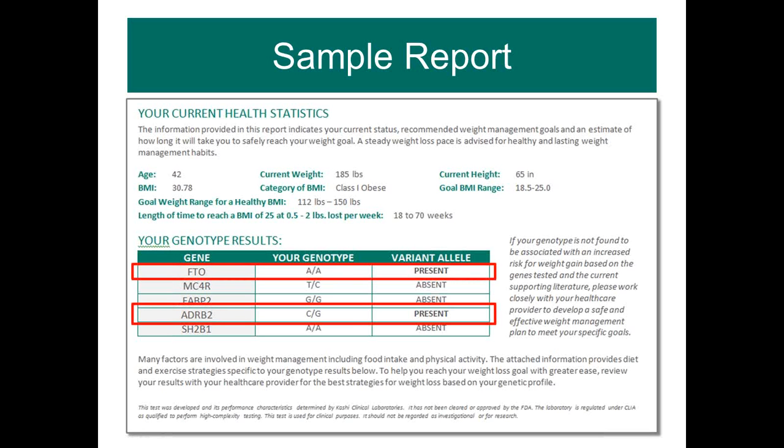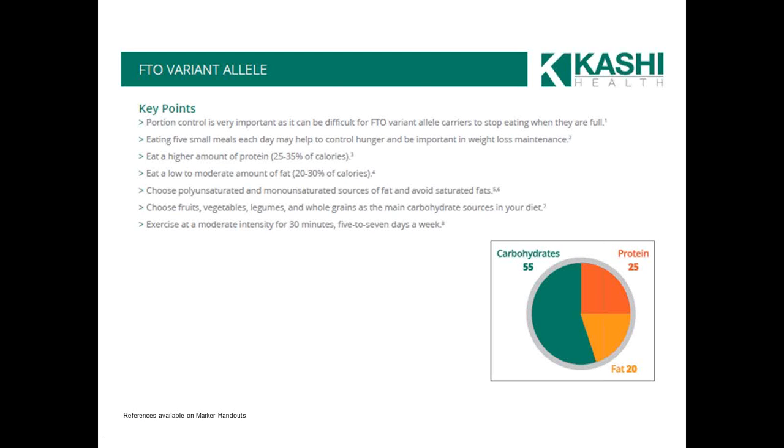This particular patient shows 2 variants. They show FTO actually has 2 copies of the risk allele, and ADRB2 has 1 copy of the risk allele. In your report, you'll receive tip-ins that give recommendations as to how to now structure the diet and weight loss strategies for your patient based upon their results.